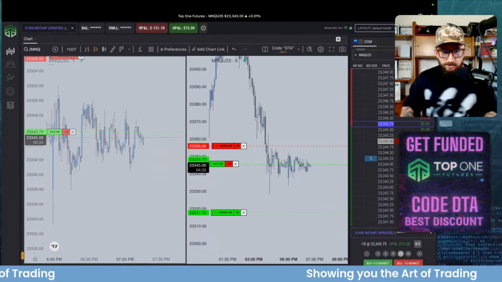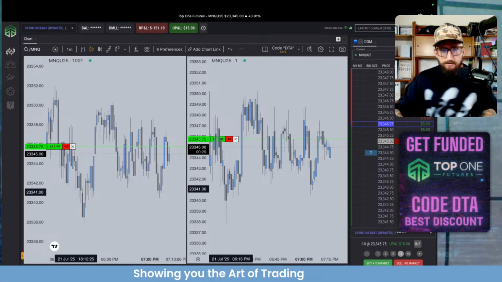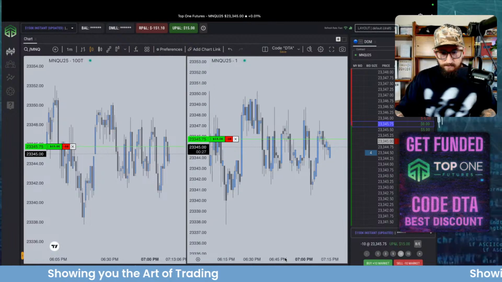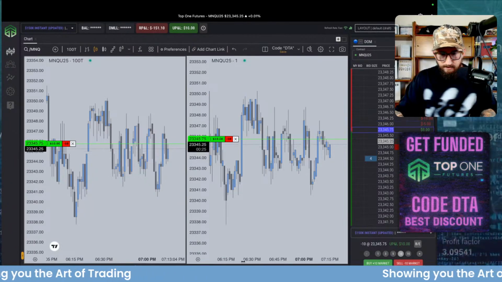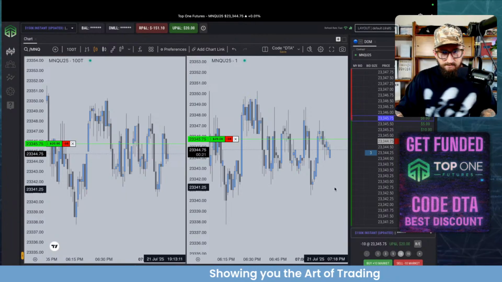Pull up the 100 tick chart again. See what we're looking like. Looks like the tick chart's kind of slowing down, to be real with you. Let's see. Boom. 615. So yeah, it's about the same as the minute chart right now.